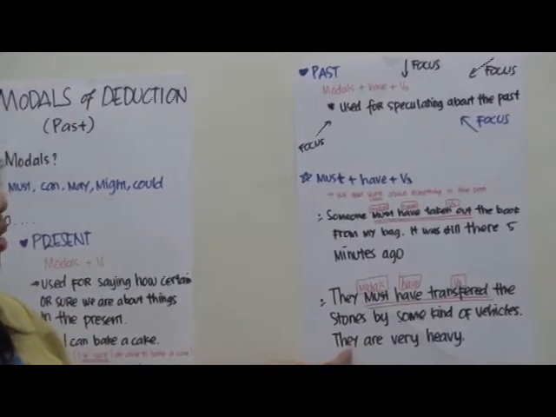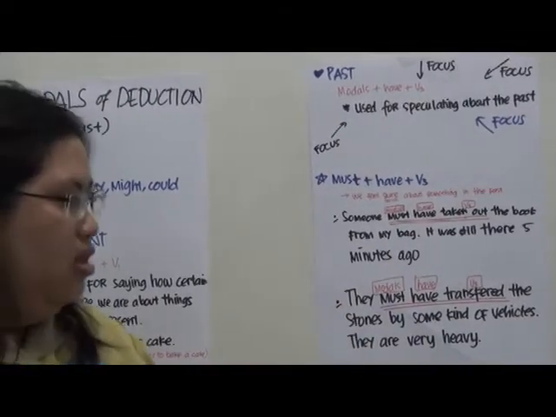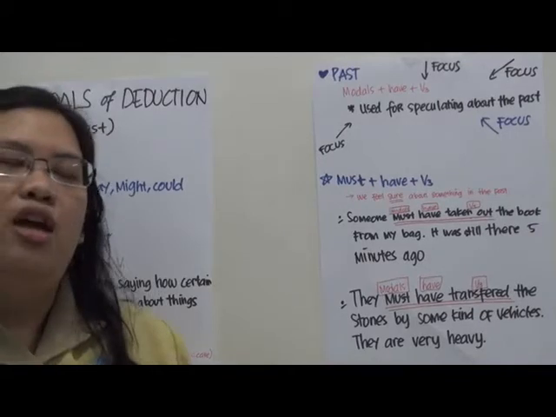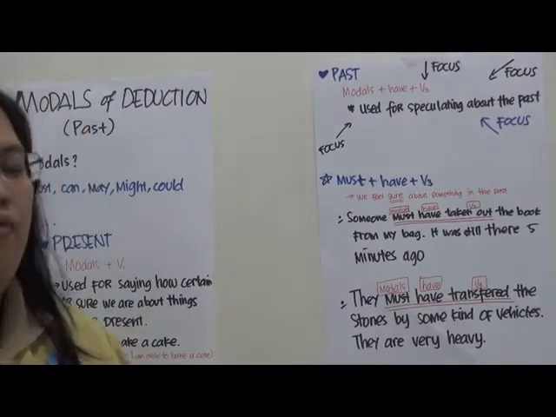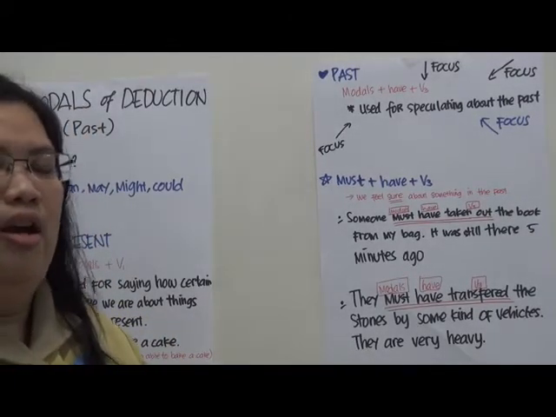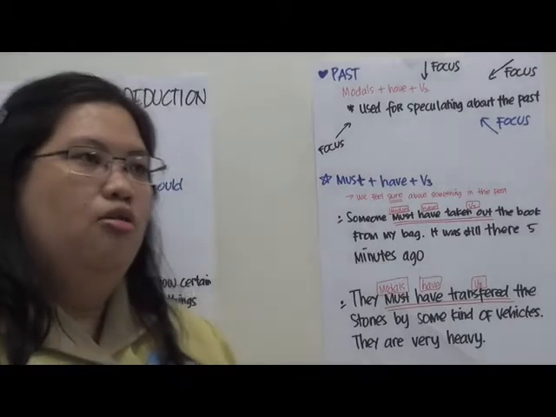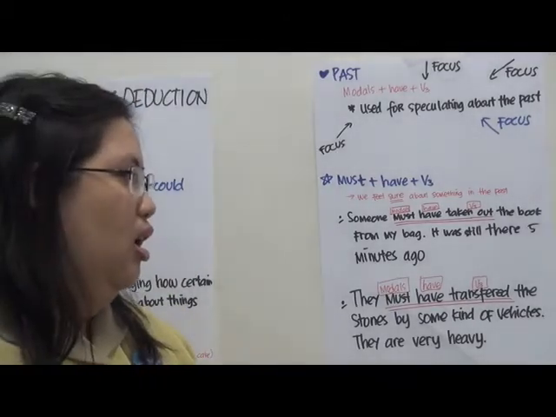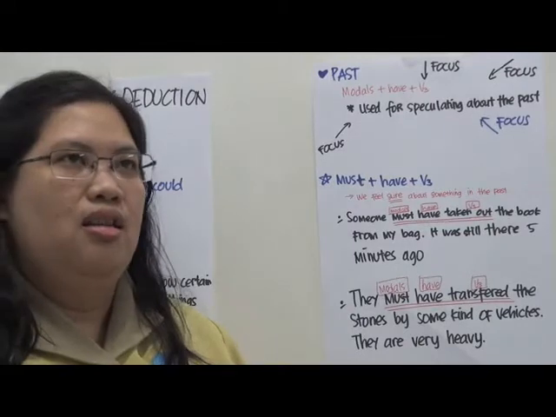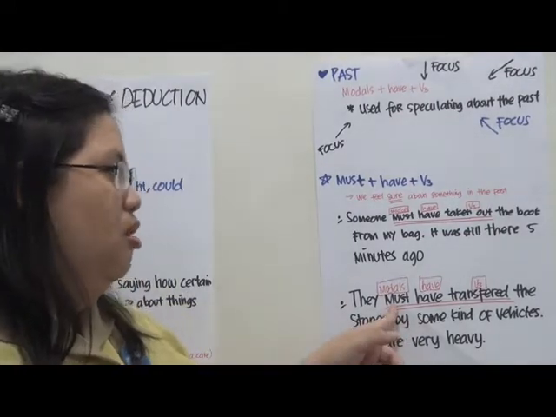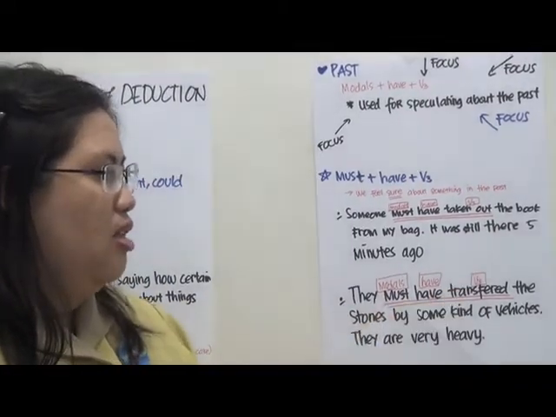Now the second example, they must have transferred the stones by some kind of vehicles. They are very heavy. So the stones are very heavy, so it's impossible to transfer them without some kind of vehicle. That's the modal, that's have, and that's the verb 3.